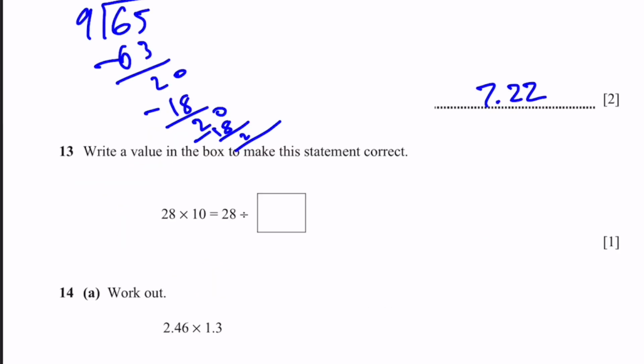Question 13. Write the value in the box to make this statement correct. 28 times 10 equals 28 divided by 0.1. Because this is equal to 1 by 10, and dividing by 1 by 10 is equal to multiplying by 10 by 1. That's the answer.